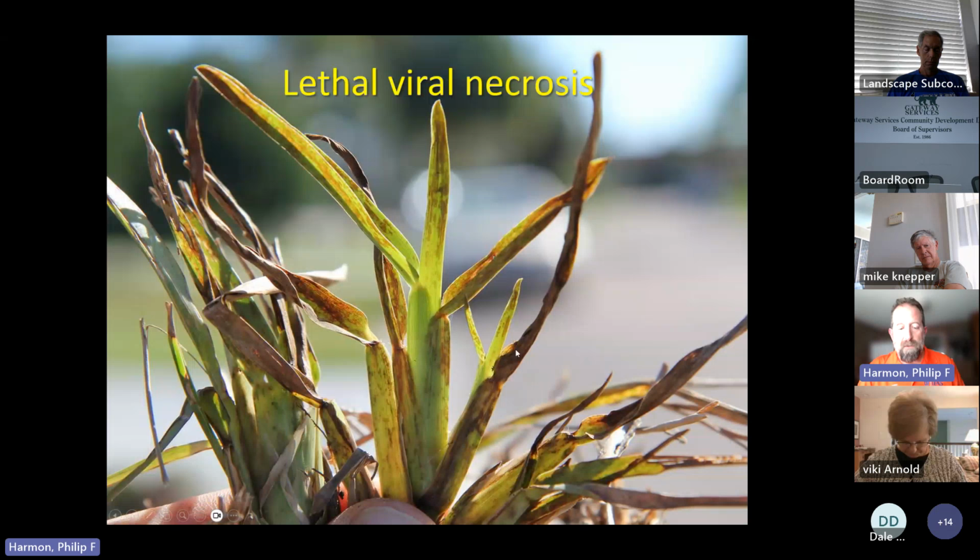Now, the lethal viral necrosis is a different story. The Floratam variety doesn't just stay at that previous picture with the yellow streaky leaf blades. It develops brown blighting of the turf.